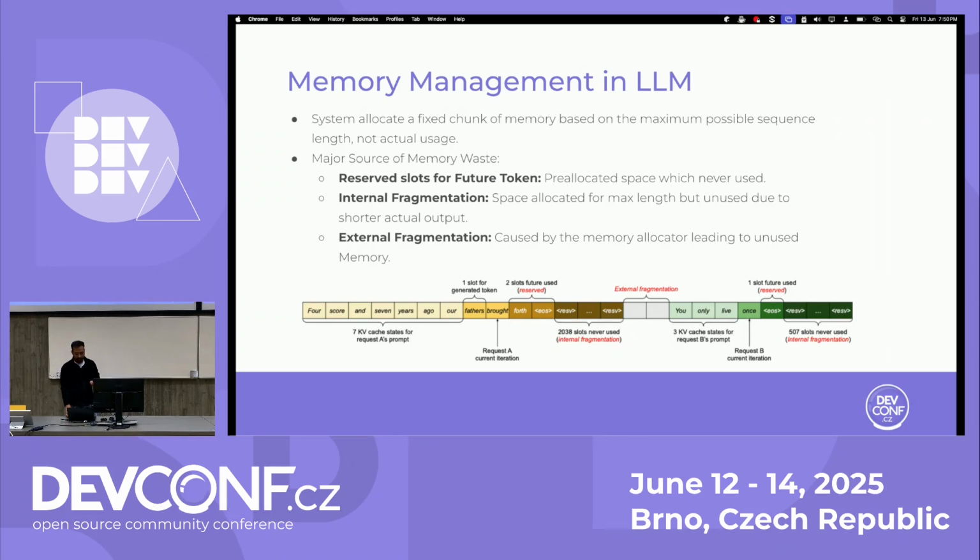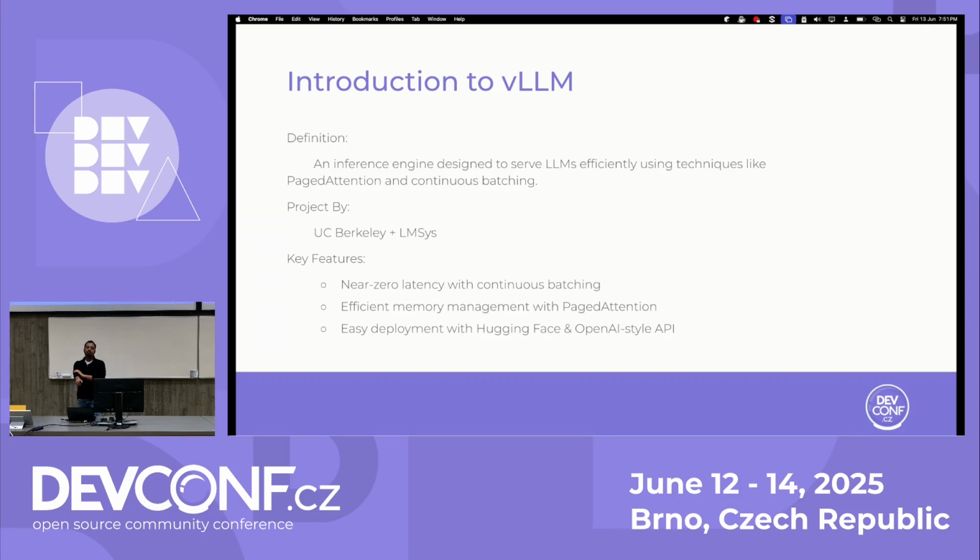To overcome this issue, vLLM was introduced with some features called PagedAttention and continuous batching, which improved the capacity of your GPUs exponentially. This project is supported by UC Berkeley and LMSYS. The key features of this project are near zero latency, it uses almost all the memory of the GPUs we have, and we can easily deploy this tool with a Hugging Face or OpenAI style API.